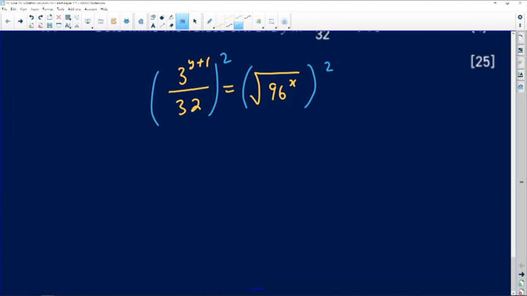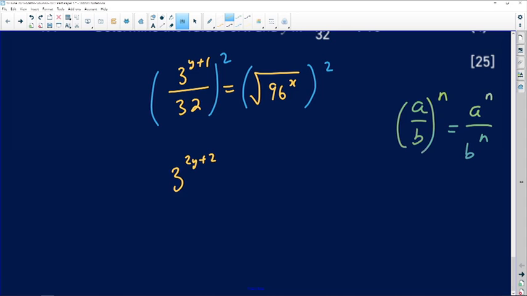Now, if you're squaring, I don't know if you remember this law, but we are applying the law that says if you have a over b and you're raising it to the power of some exponent n, you have to raise a to n and also raise b to the power of n. It's laws of exponents. We've learned these, and I'm going to start using that particular law in this particular case on the left hand side. So when I raise 3 to the y plus 1 and square that to the power of 2, I'm going to get 3 to the power of 2y plus 2.